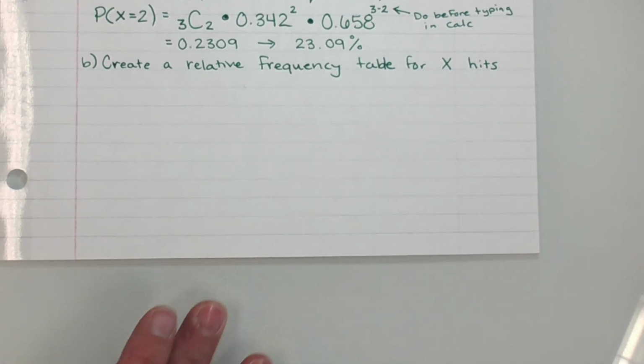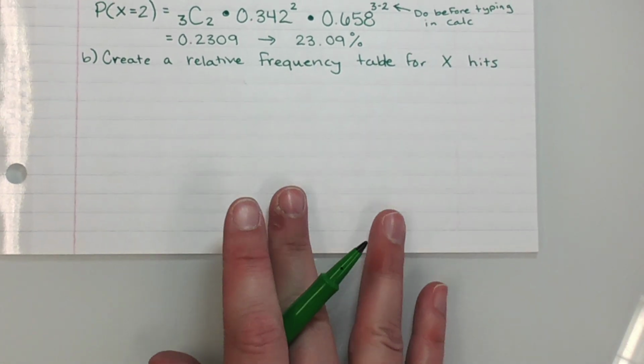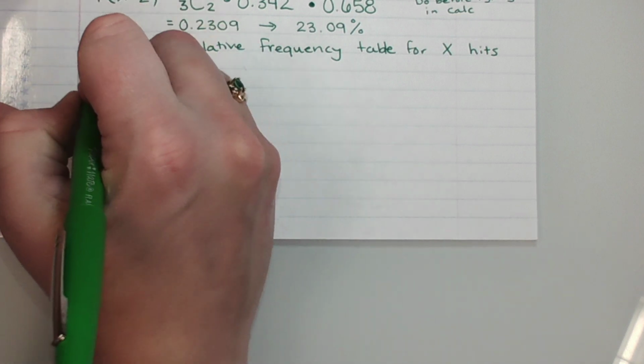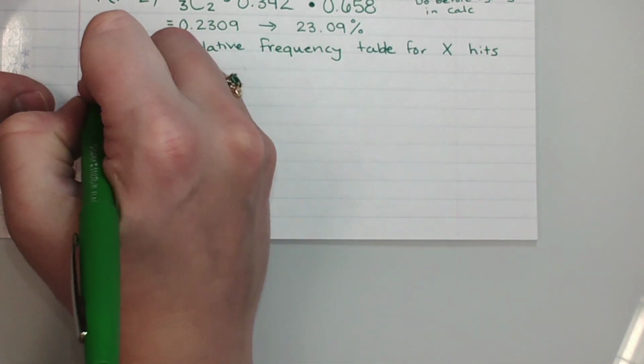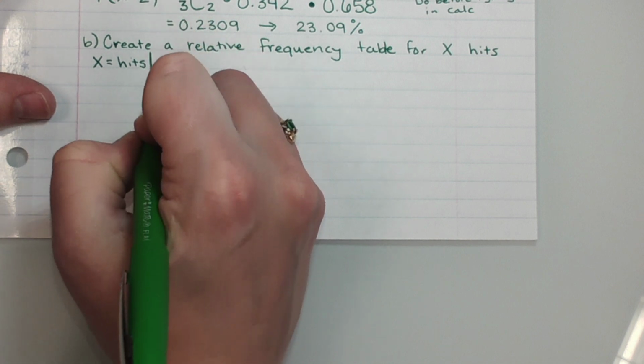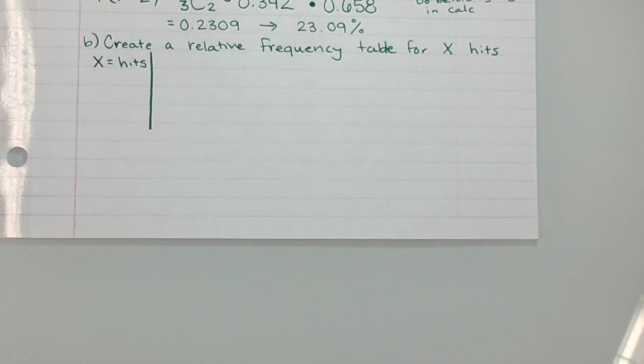We could create relative frequency tables still. That piece hasn't gone away. A relative frequency table is a table that gives you all possible outcomes and all of their possible probabilities. If X is a number of hits, what are all my possibilities in 3 at-bats? 0, 1, 2, 3.